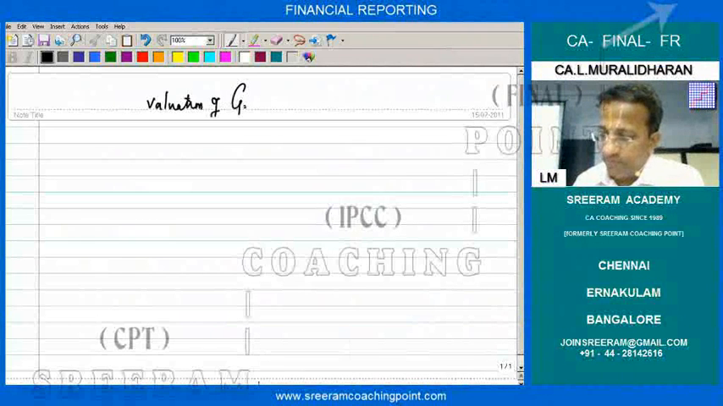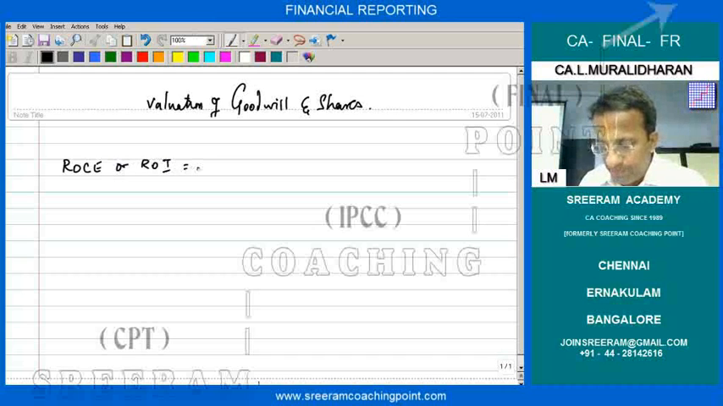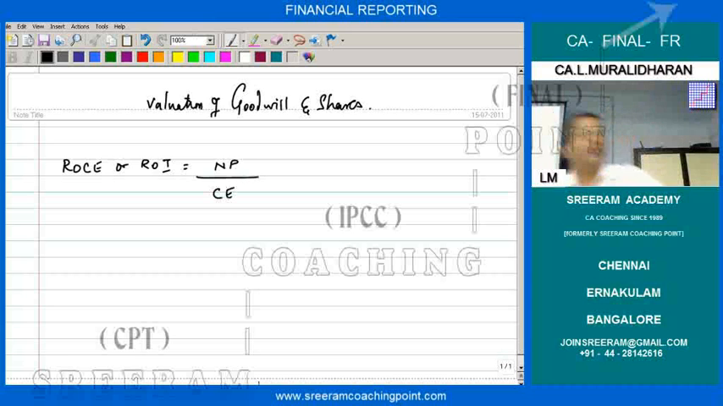Valuation of goodwill and shares. ROC, return on capital employed, or people call it return on investment. Net profit divided by capital employed is the formula for return on capital employed. If you want to express that in terms of percentage, multiply it by 100.